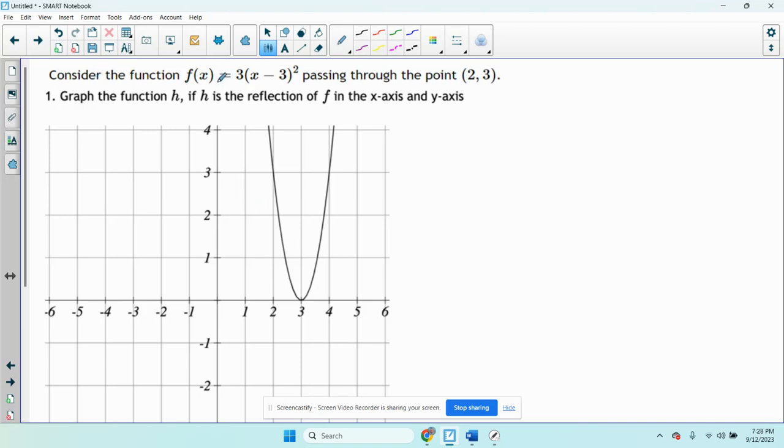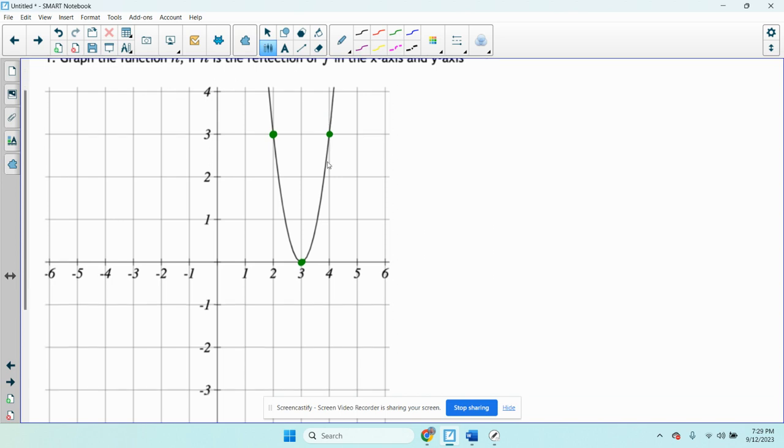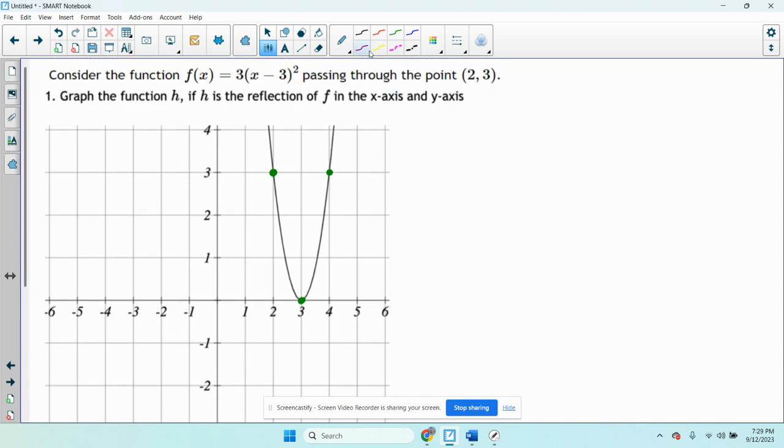Okay, so it gives us this equation for f, which is this thing. It passes through the point 2, 3. So we have this point is 2, 3. We can also see the vertex is 3, 0, and it looks like by symmetry that it goes through 4, 3 as well. So the first thing it says to do is reflect it about the x-axis.